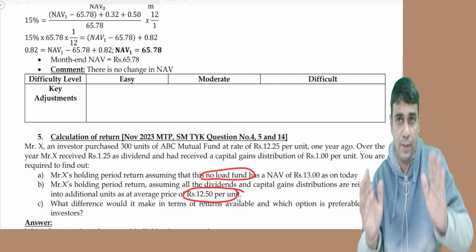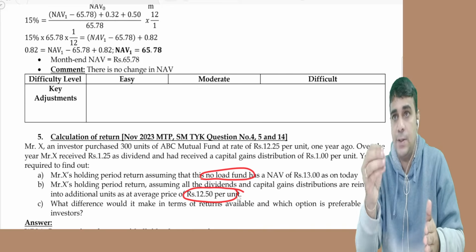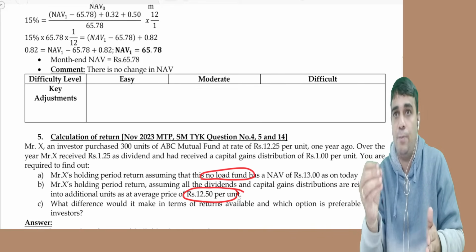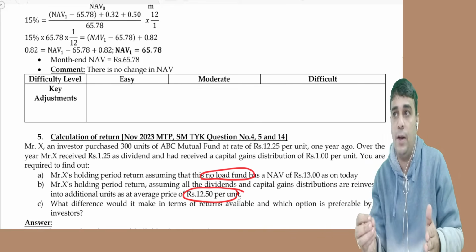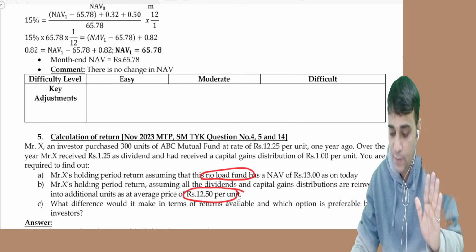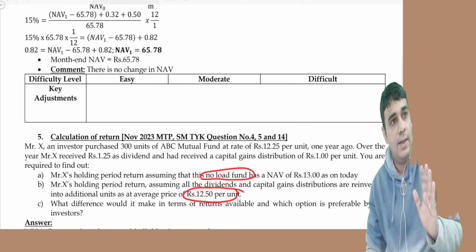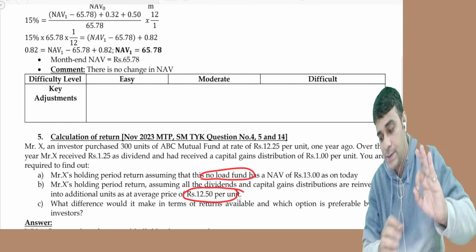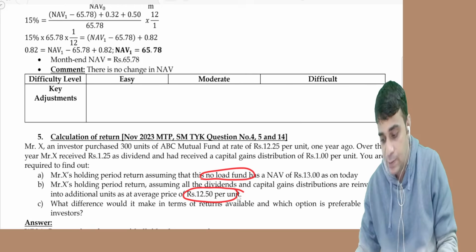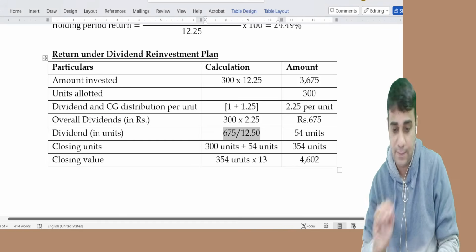Reinvestment, as I said, will happen every month, every quarter. First month could be 12 rupees, second month could be 12.25, third month could be 12.5, fourth month could be 12.75. On an average, reinvestment happened at 12 rupees 50 paise. That is what we have taken as the reinvestment, and that is what is considered for dividend in units.